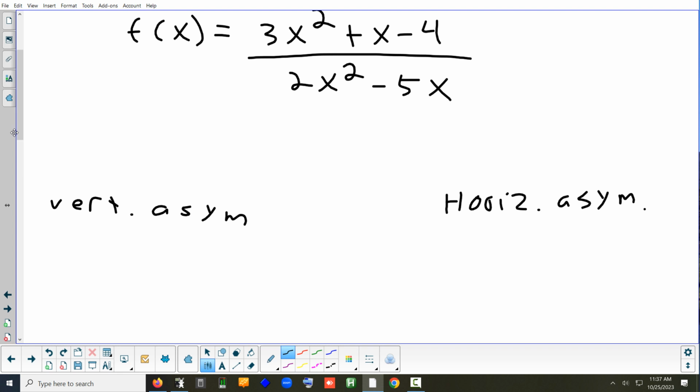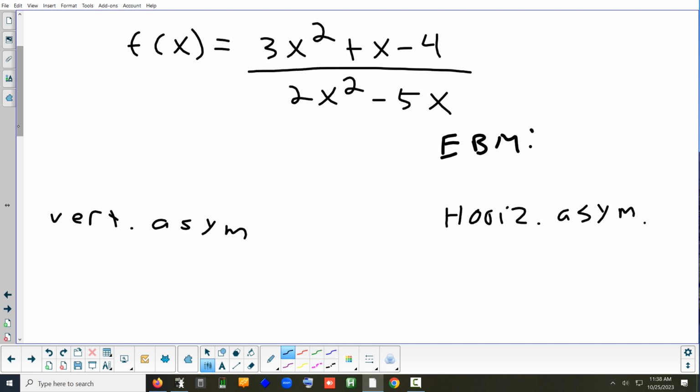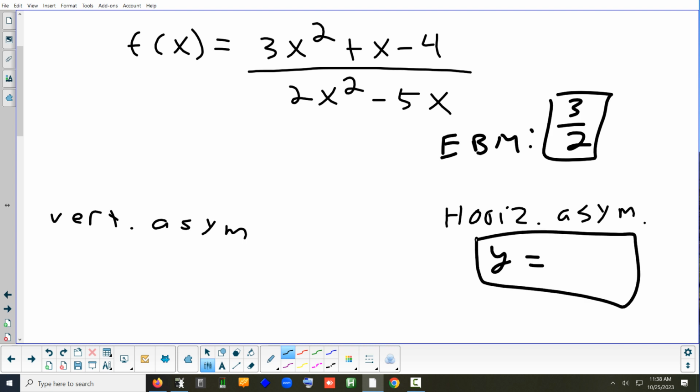All right, so let's do our horizontal. To do that, actually, I'll put it up here. We really need the EBM. Anybody tell me what the EBM is going to be this time? Final answer? 3 halves. So knowing that, what's my horizontal asymptote? Yep, 3 halves.